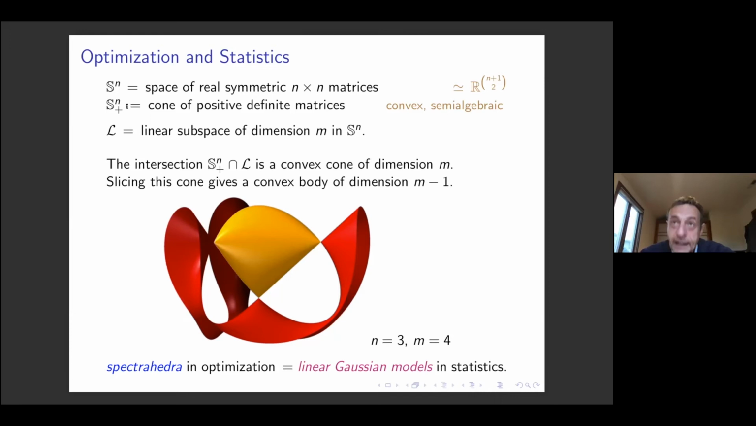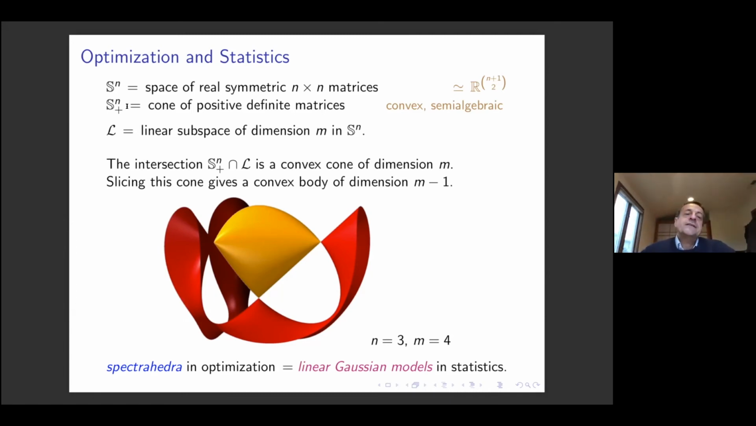This cone is convex, right? If I have a positive definite matrix and you have a positive definite matrix, then the sum of our matrices is also positive definite. Now, positive definite matrices are very important in statistics. They are the covariance matrices of some distribution on Rn, and in optimization, they arise in semi-definite programming.